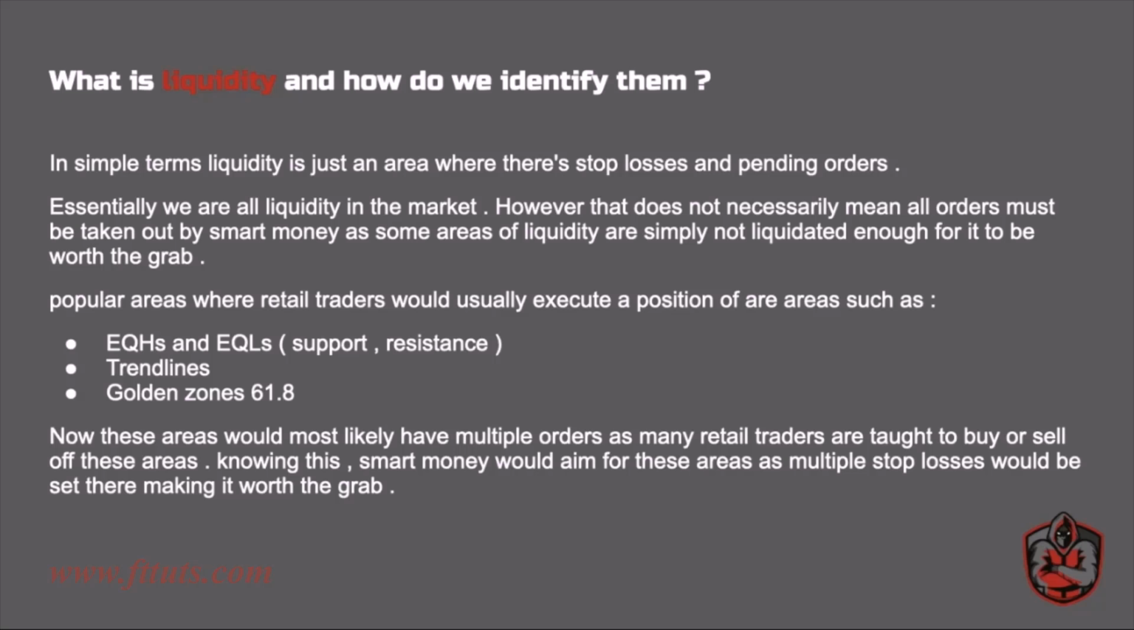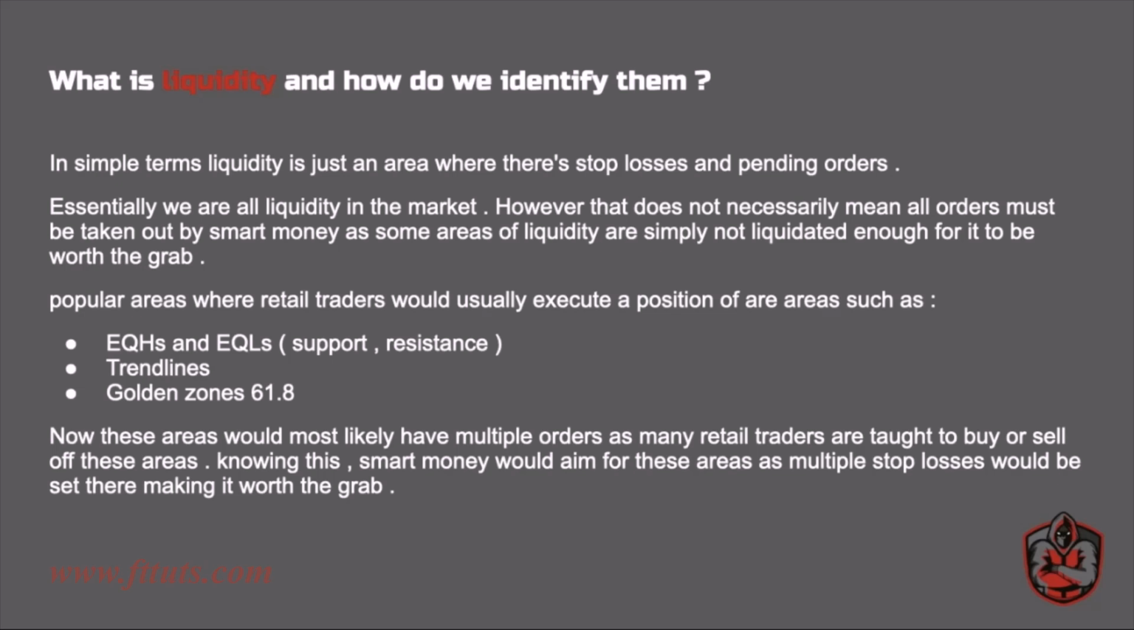Popular areas where retail traders would usually execute a position are areas such as equal highs and equal lows, examples of that being support and resistance levels, double tops, double bottoms. Another popular area would be trend lines, and another would be golden zones. All of these three areas are strategies where a typical retail trader would usually execute a position.